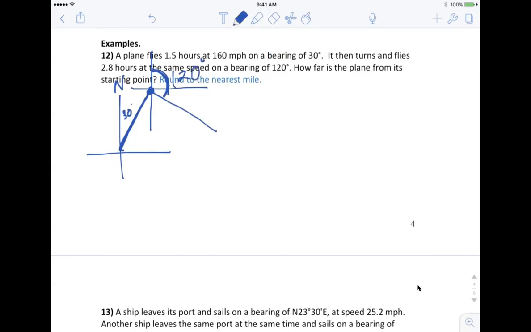Okay. And then so the plane went here and then there. And the question is, how far from the original starting point? So what is this distance right here? That's our x.